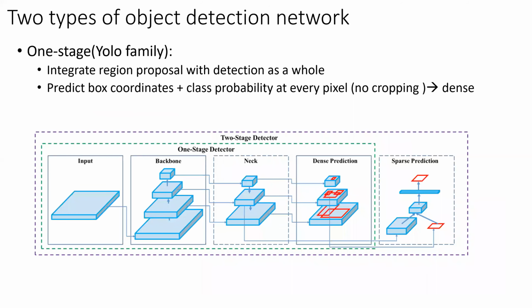So that's why the one-stage detector was created. It is specifically designed to overcome these two disadvantages. So firstly, it integrates the region proposal network with the detection network as a whole. So it is trained as a whole system, but we don't need to care about the order of training. The second thing is that when I'm doing prediction, instead of cropping some regions and doing the sparse prediction, in the one-stage detector, I'm going to make predictions at every pixel, so I will generate dense prediction.